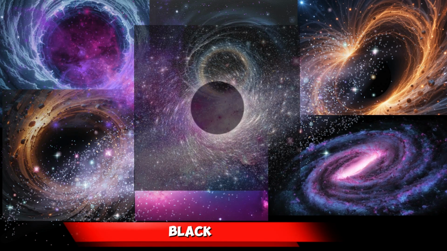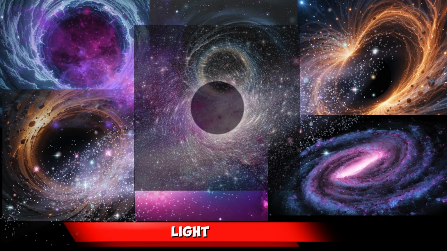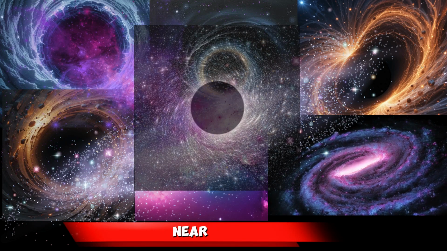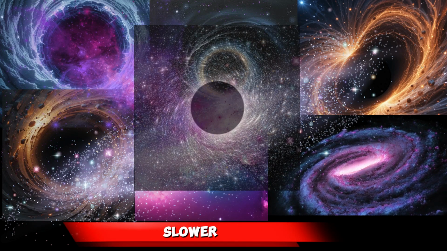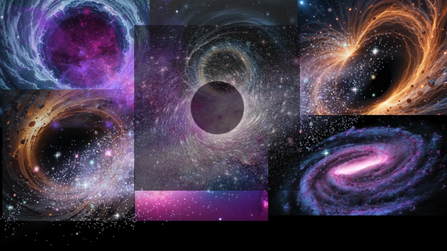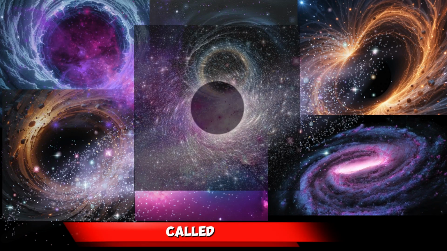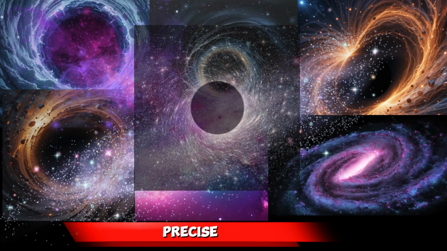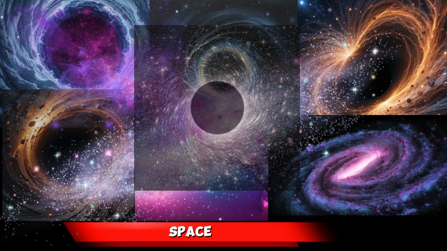Even outside a black hole, its presence bends light and warps time. Scientists have observed that clocks near strong gravitational fields run slower than clocks farther away. This effect, called gravitational time dilation, has been confirmed using precise atomic clocks on Earth and in space.